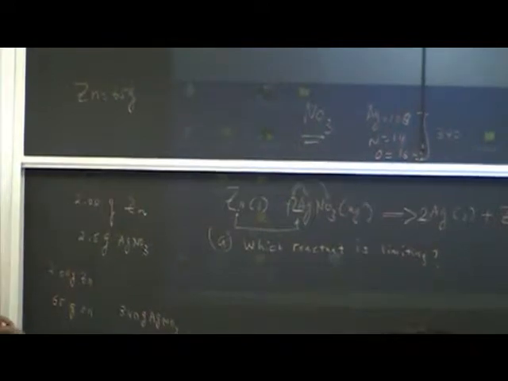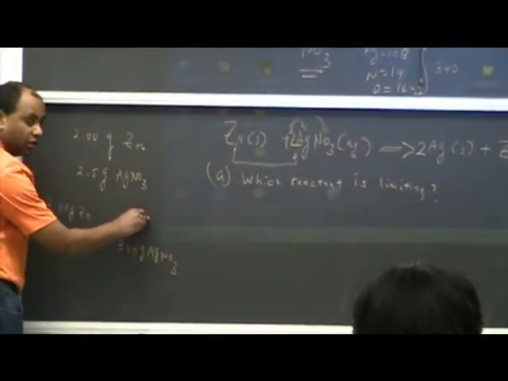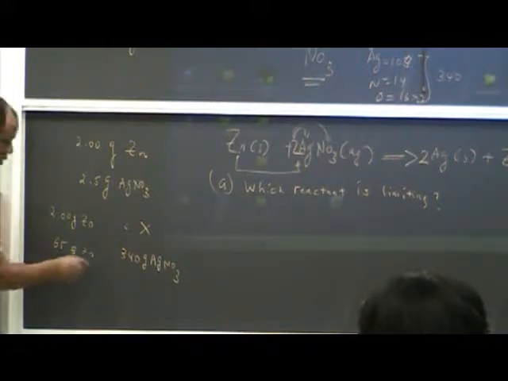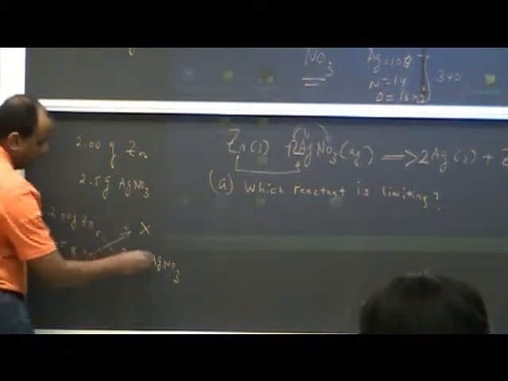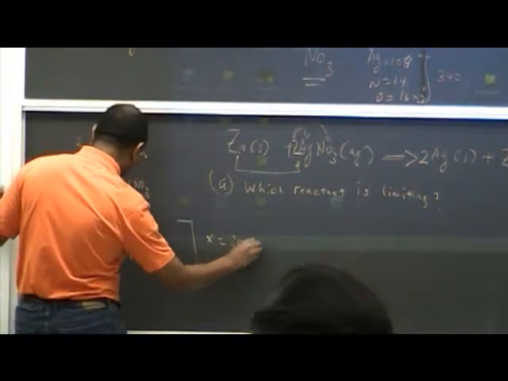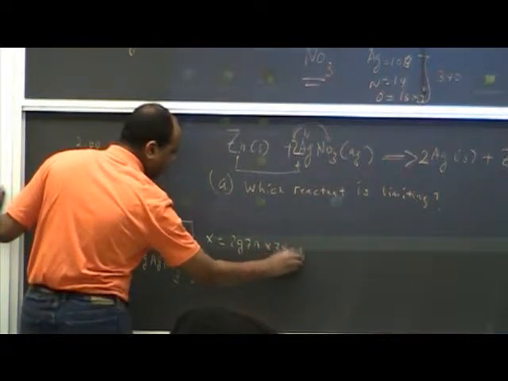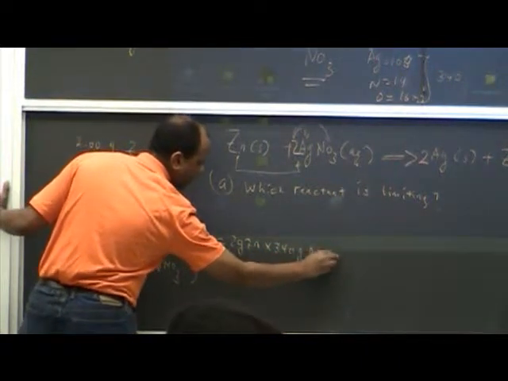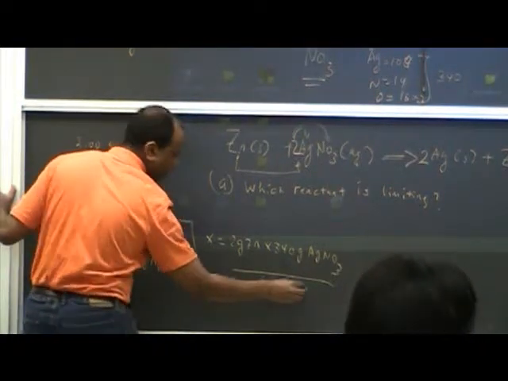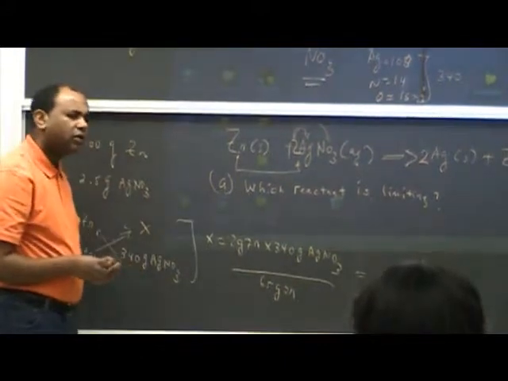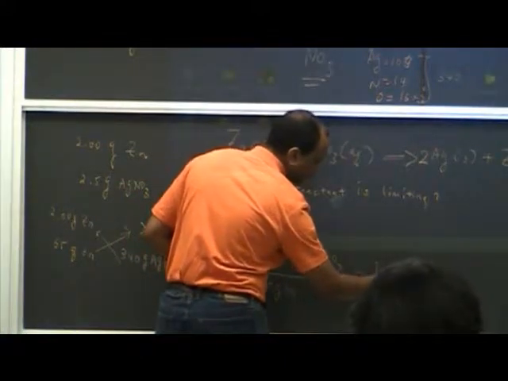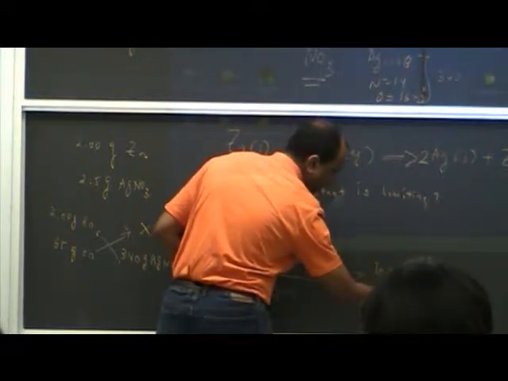You do the crisscross, you multiply. I put X here. And then you find the X. Multiply crisscross. X equals 2 grams of zinc times 340 grams of silver nitrate, divided by 65. And you'll get 10.46. 10.46 of what? Silver nitrate. Grams, okay.